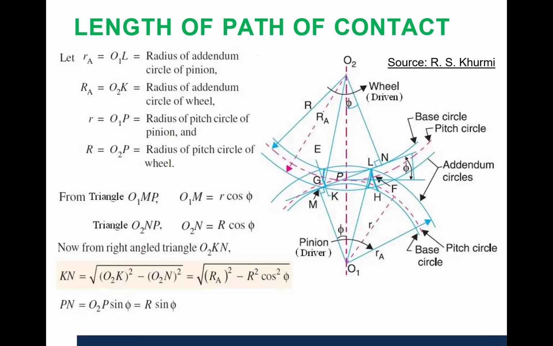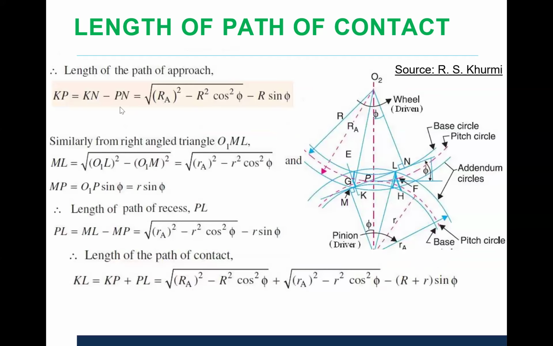Next we can write the path of approach KP is equal to KN minus PN. What is KN? We have already calculated it: square root of Ra squared minus R squared cos squared phi. What is PN? R sin phi. So just put the values of KN and PN and we will get the value of KP, that is the path of approach.